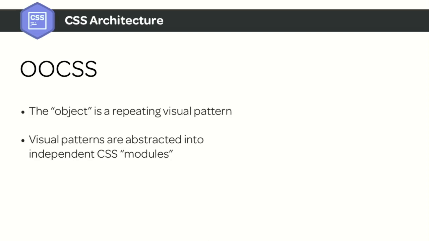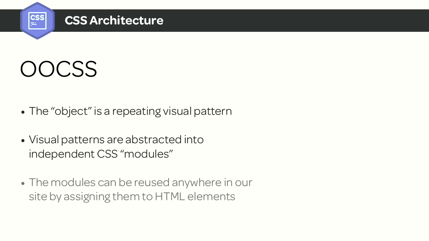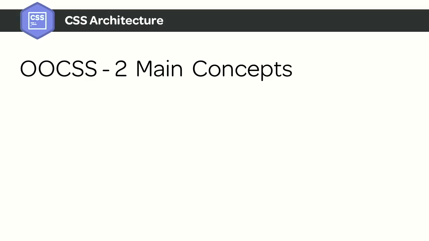Now, that visual pattern then gets abstracted into these independent blocks of CSS, or modules. Those modules can then be reused anywhere in our site. So with OOCSS, we'll need to think more in terms of style patterns instead of just styling these individual elements. We'll also need to think of our website or app as these code-independent components that can be rearranged without affecting surrounding components. Now, OOCSS has two main concepts.